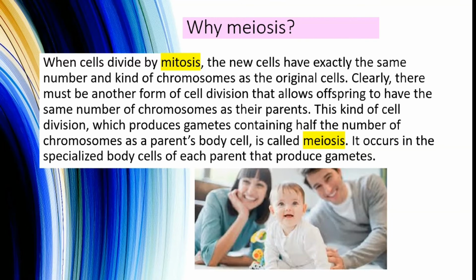Why meiosis? When cells divide by a process called mitosis, the new cells have exactly the same number and kind of chromosomes as the original cells. Clearly, there must be another form of cell division that allows offspring to have the same number of chromosomes as their parents. This kind of cell division, which produces gametes containing half the number of chromosomes as a parent's body cell, is called meiosis. It occurs in the specialized body cells of each parent that produce gametes.